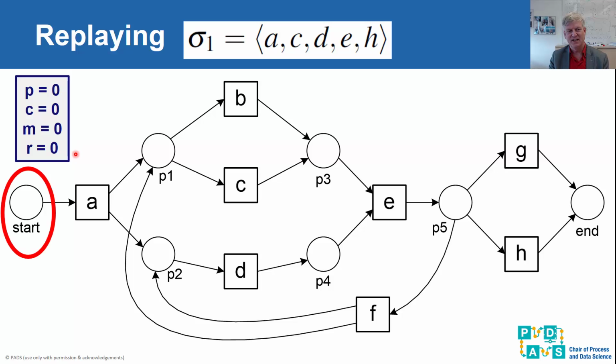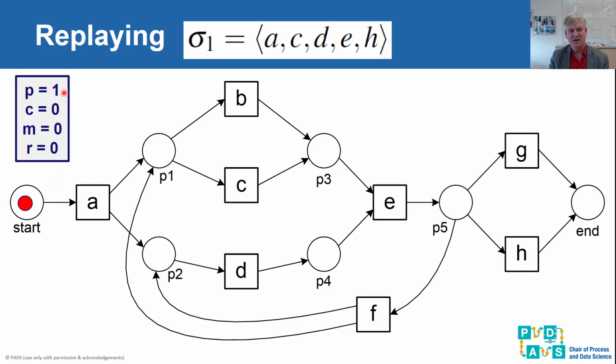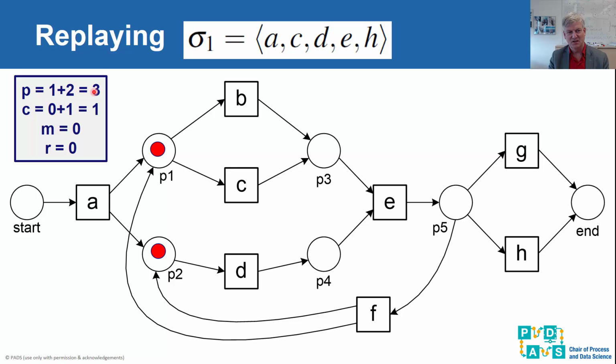So it starts by the environment putting a token on the input place. I've incremented the P counter because this is always what happens in the beginning, and there is a token here. Then the log says that we should execute an A. This is what we do. If we execute A, we consume one token and we produce two tokens. So pay attention to the P and the C counter. If I now execute A, these two counters get updated, so P becomes 3 and C becomes 1, because we consumed the token from place start.